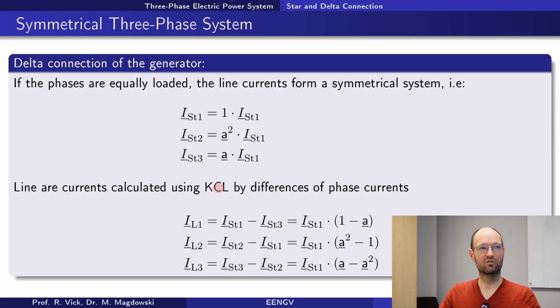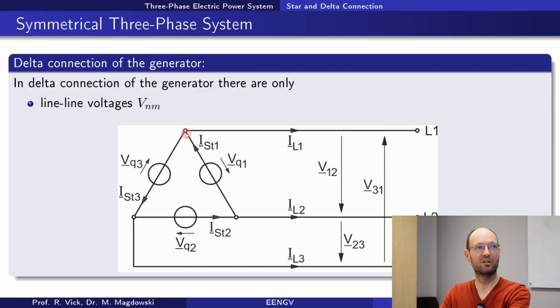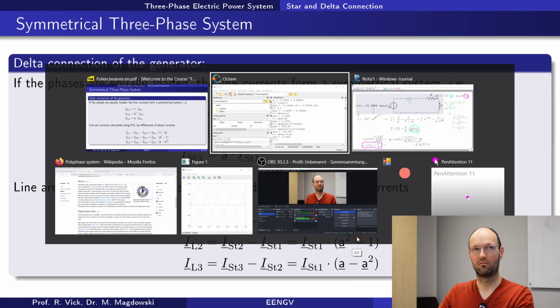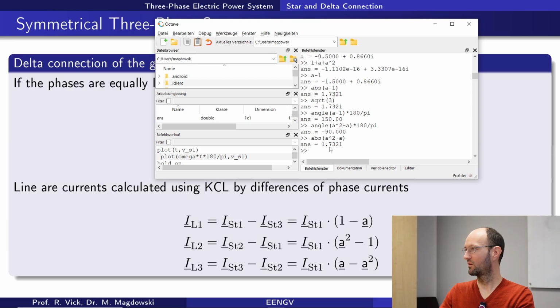And now we use Kirchhoff's current law and write it down, for example, at this position. That would tell us this current minus this current should be the same as this current. Right? So the first current minus the third current should be this first line current. And this is what we just calculated before, 1 minus a and a squared minus 1 and a minus a squared and so on. And what was the result of this? Yeah, square root of 3.